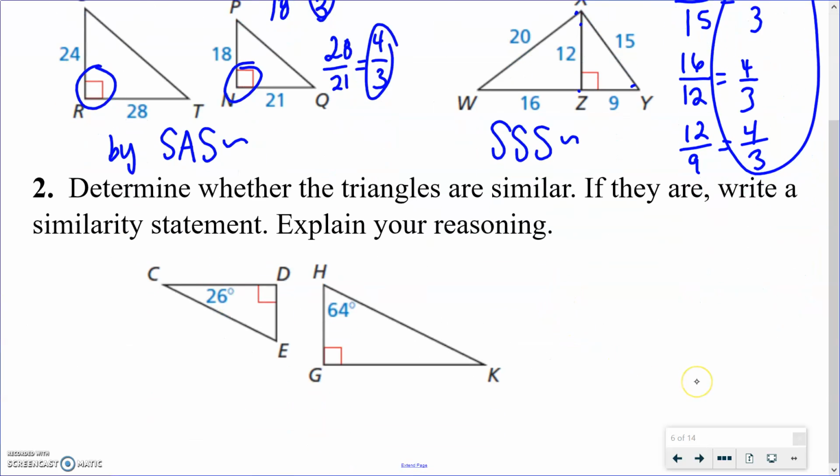Now we're asked to determine whether the triangles are similar, and if so, write a similarity statement. So I'm just going to look. I see only angles are here.